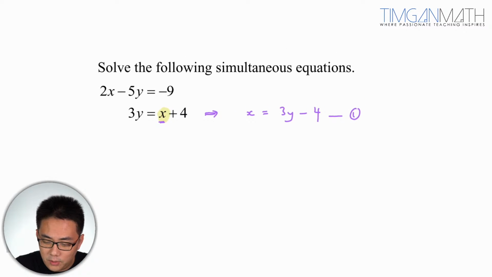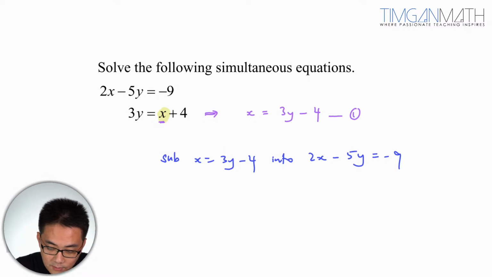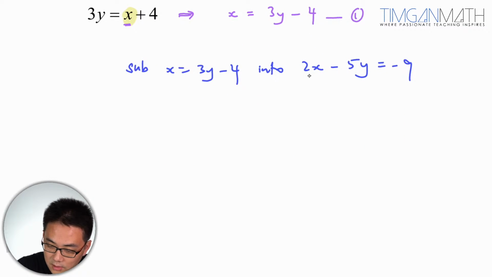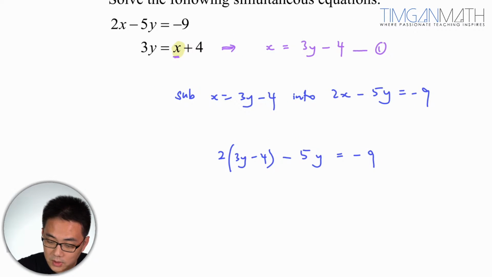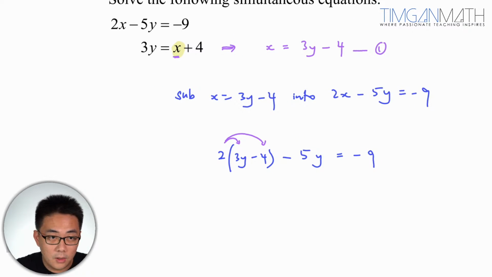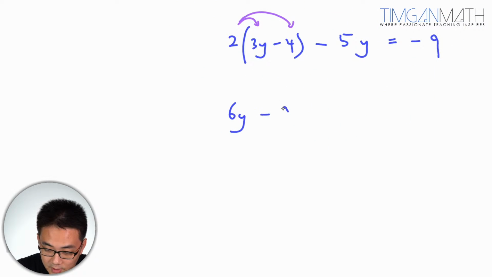That's pretty okay. So what we're going to do is just substitute. This is what you do. Sub x equals 3y minus 4 into 2x minus 5y equals minus 9. Once this is done, we try and solve for y. So this is 2(3y minus 4) minus 5y equals minus 9. Then slowly do some distributive law. Just distribute, and this would be 2 times 3, which is 6y, minus 8, minus 5y equals minus 9.